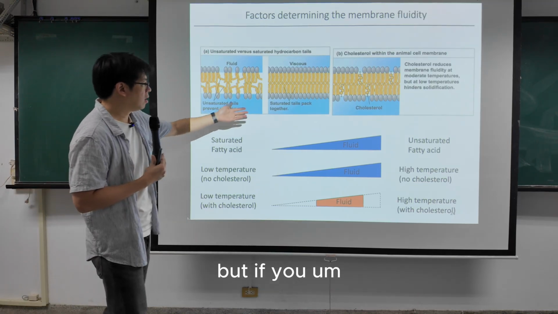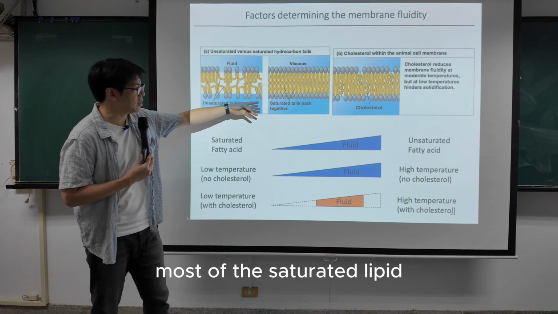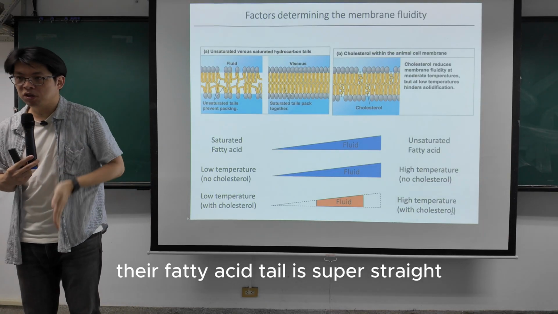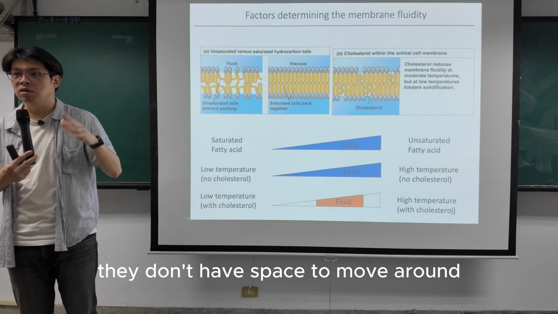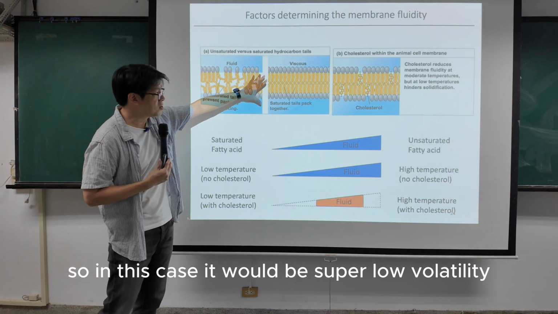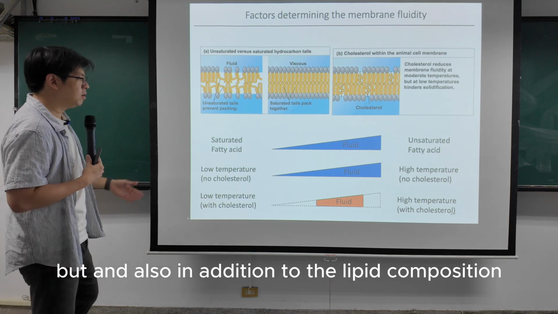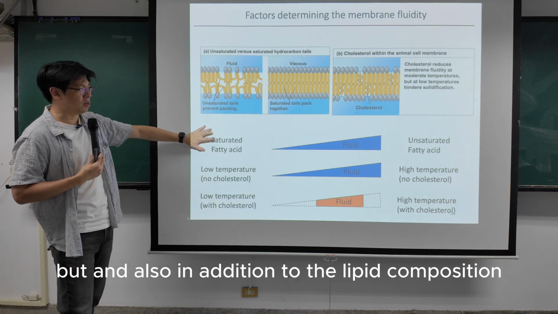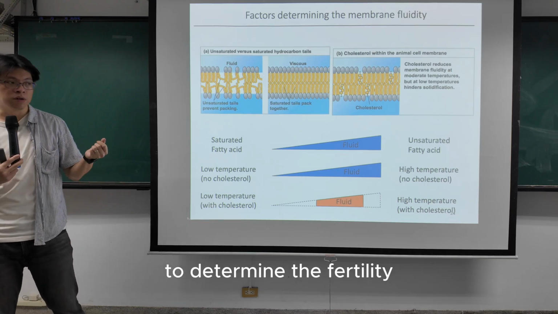But if your lipids are mostly saturated, their fatty acid tails are super straight, so they pack tightly against each other. They don't have space to move around. So in this case, it will be super low fluidity. Also, in addition to lipid composition, temperature is an important factor determining fluidity.